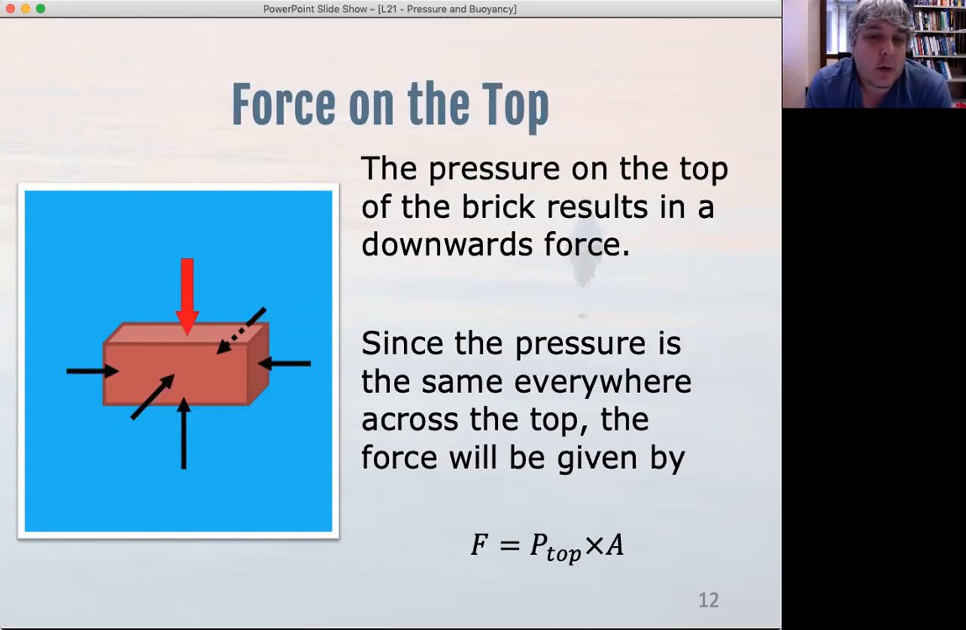Now let's think about the top and the bottom. So the top first, the pressure on the top of the brick is perfectly downwards. Remember, perpendicular to that surface, so it's straight downwards. The pressure is the same everywhere across the top because the top surface of that brick is all at the same depth underwater. So the force is going to be the pressure at the top, whatever that pressure is, times the area at the top of the brick. So that is the force downwards on top of the brick due to the water above it.